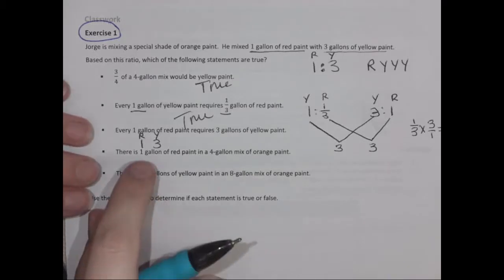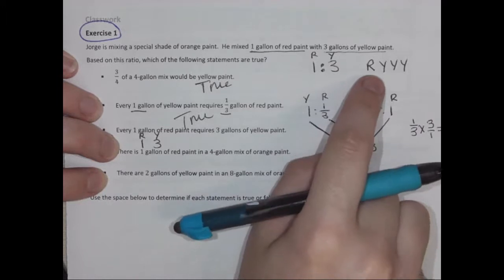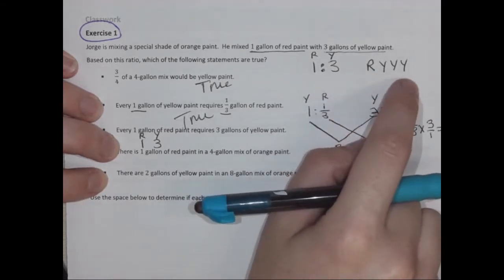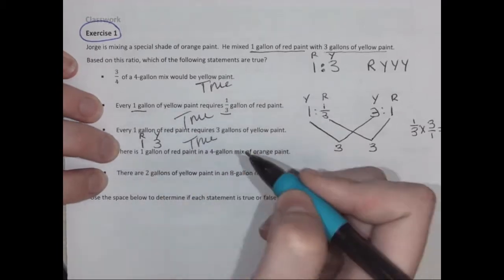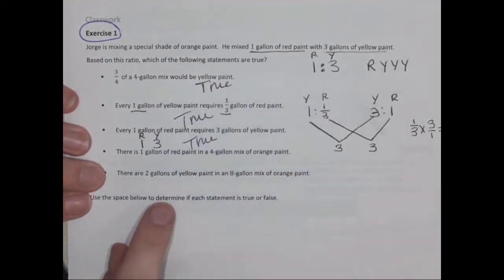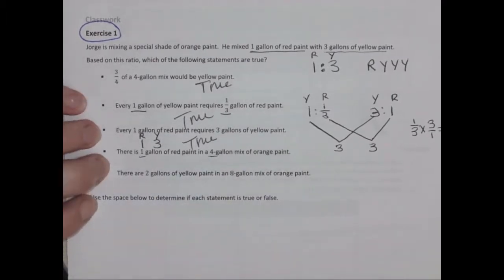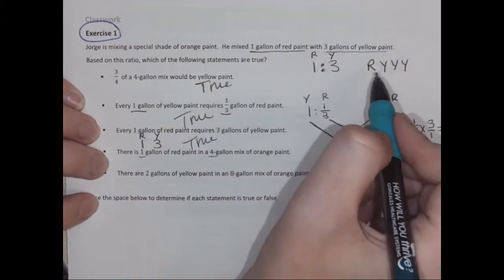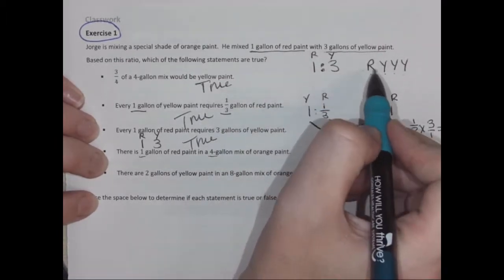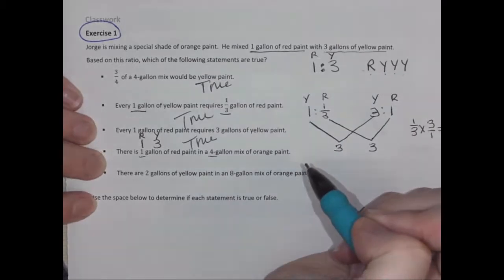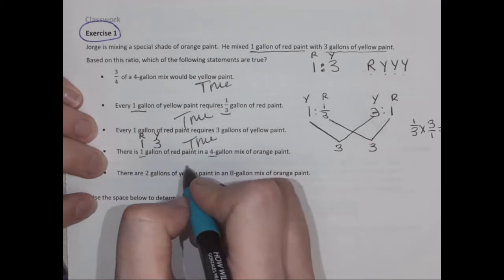Good. For every 1 gallon of red paint, we need 3 gallons of yellow paint. 1 gallon of red, 3 gallons of yellow. Is this true? Uh-huh. There's 1 gallon of red paint in a 4-gallon mix of orange paint. Is this a 4-gallon mix? Yeah? We've got 1, 2, 3, 4 gallons. How many of them are red? 1. Is this true or false? True.